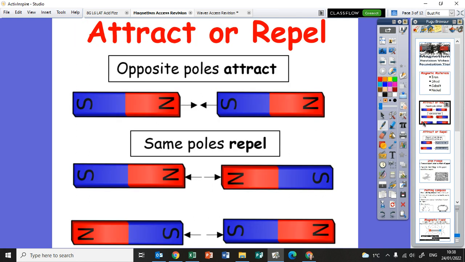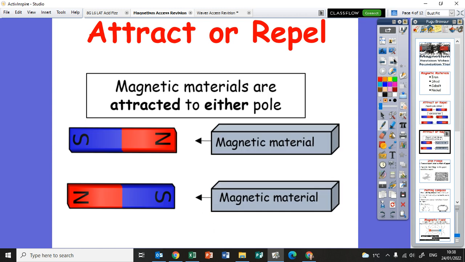Attraction and repulsion. Attract is when opposite poles are facing each other, so you've got a North Pole and a South Pole. If you've got the same poles, North and North or South and South, they repel each other. If a magnetic material is placed near a north or south pole, it will still be attracted by either pole.